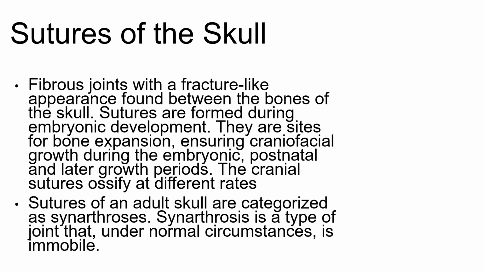So the sutures of the skull are basically fibrous joints with a fracture-like appearance found between the bones of the skull. Sutures are formed during embryonic development. They are sites for bone expansion, ensuring craniofacial growth during the embryonic, postnatal, and later growth periods. The cranial sutures ossify at different rates. Sutures of the adult skull are categorized as synarthrosis, a type of joint that, under normal circumstances, is immobile.